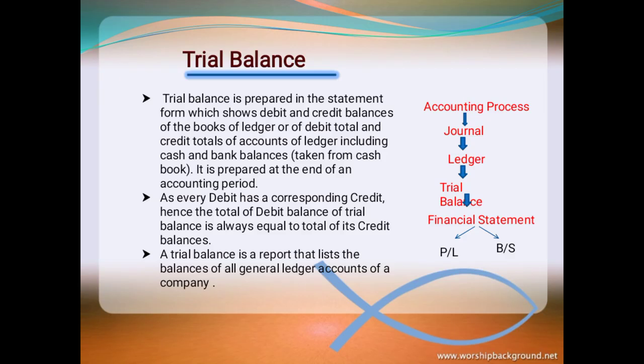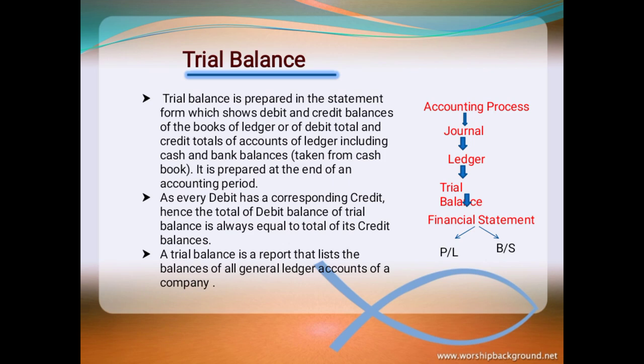As every debit has a corresponding credit, the total of debit balances of the trial balance is always equal to the total of credit balances. If the debit balance does not match the credit balance, this means that some arithmetical error has occurred in the books of ledger. So the accuracy of books of accounts can be evaluated by preparing a trial balance.